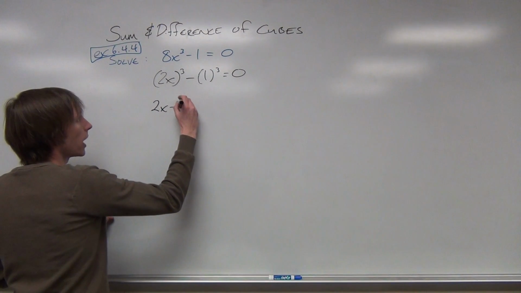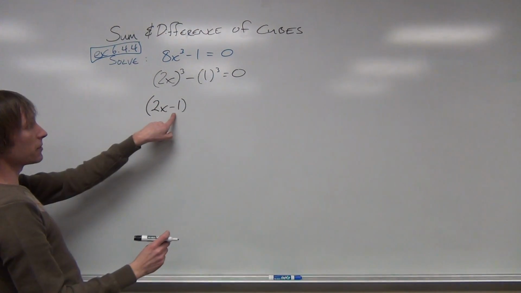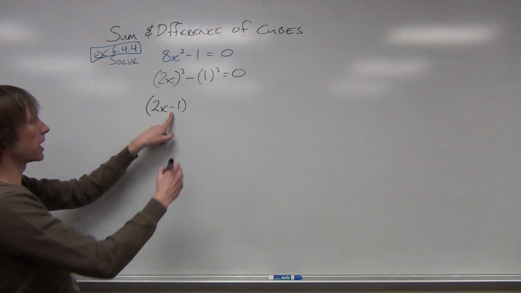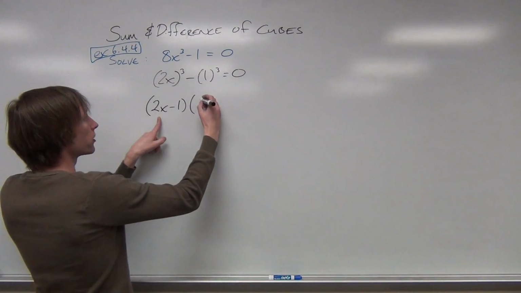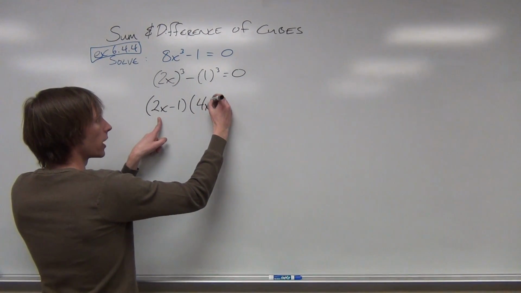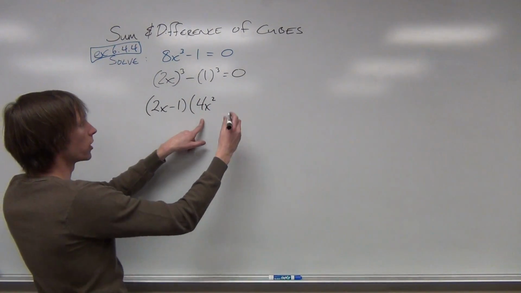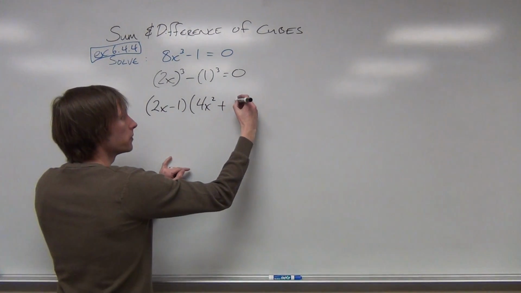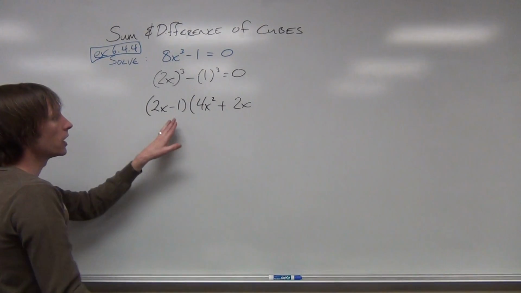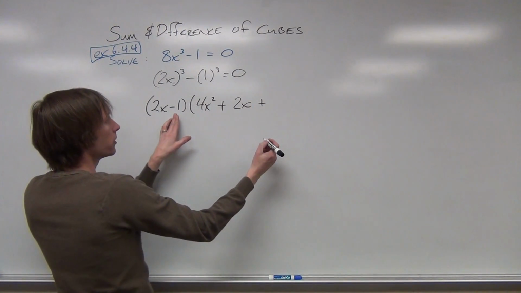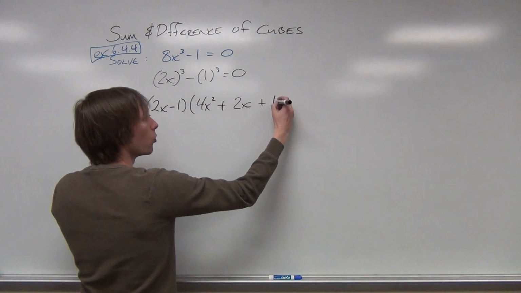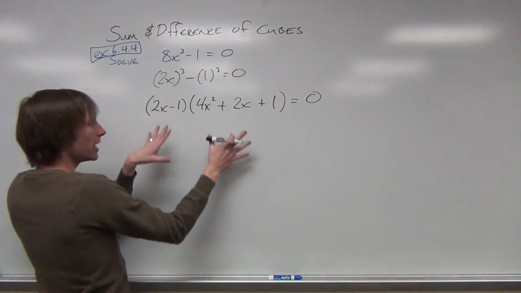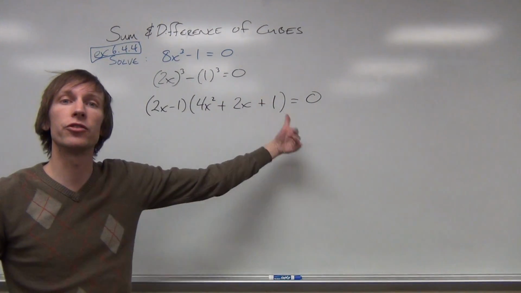So here, this would be 2x minus 1, same sign. This was minus, so we're going to have minus. Inside the parentheses, we've got 2x squared, which is 4x squared. 2x times 2x is 4x squared. Opposite sign, so plus 2x times 1, that's 2x's, and then always positive 1 times 1 gives us 1. And this, in factored form, is equal to 0.